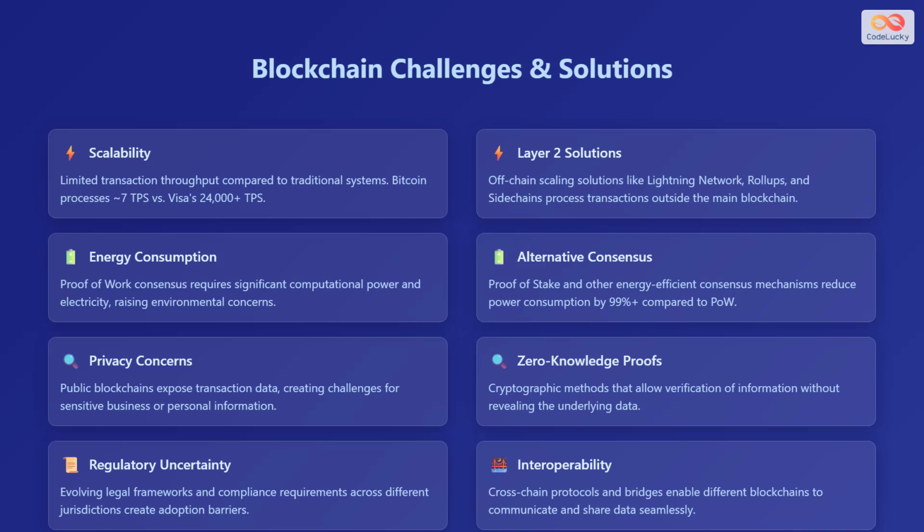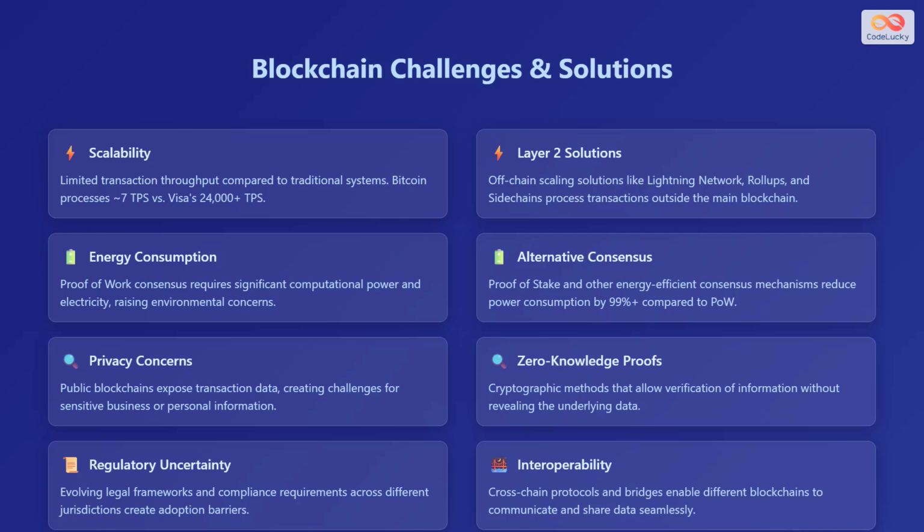Despite its potential, blockchain technology faces several challenges. Scalability is a major issue, with limited transaction throughput compared to traditional systems. For example, Bitcoin processes approximately 7 transactions per second, while Visa handles over 24,000 transactions per second. Energy consumption is another concern, as proof-of-work consensus requires significant computational power and electricity, raising environmental issues.